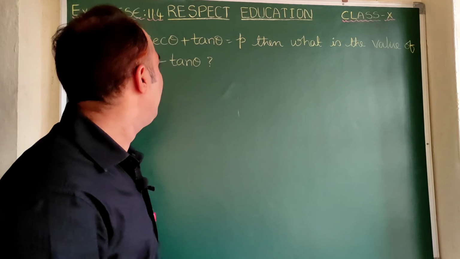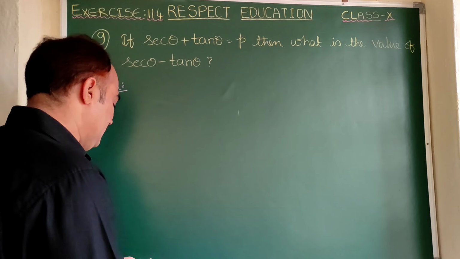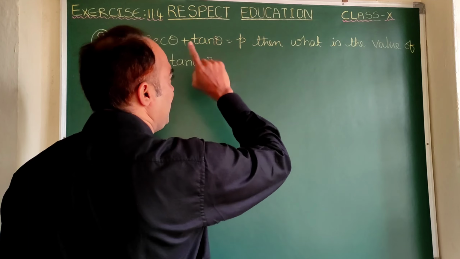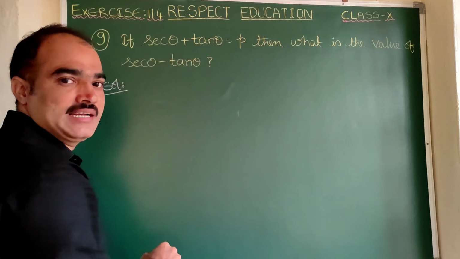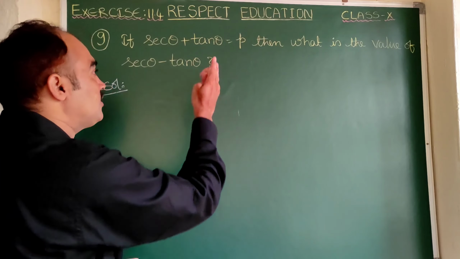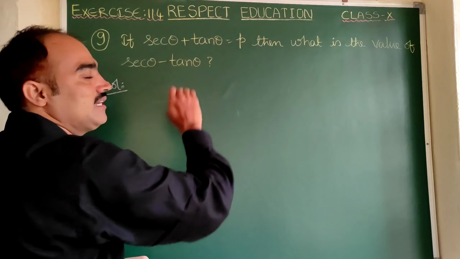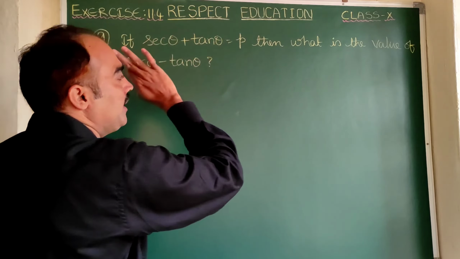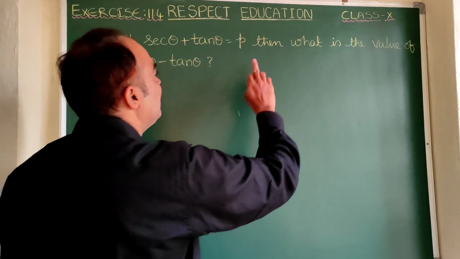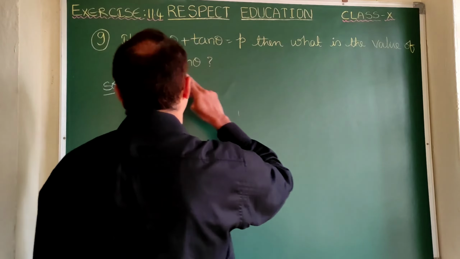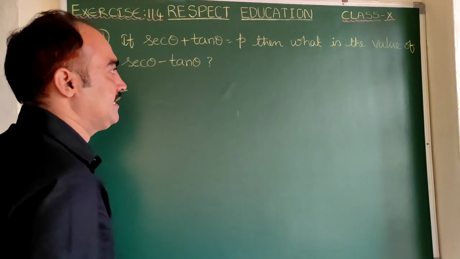Now we see question number 9. The given question is, if secant theta plus tan theta is equal to P, this is the if condition. It is not necessary that we should take LHS and prove RHS. This is not that condition. This is an if condition, and an if condition can be used completely wherever it is required. If secant theta plus tan theta is equal to P, then what is the value of secant theta minus tan theta?